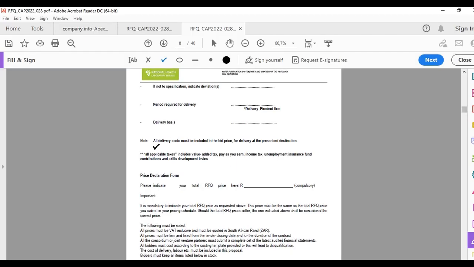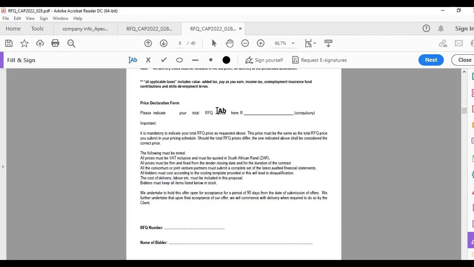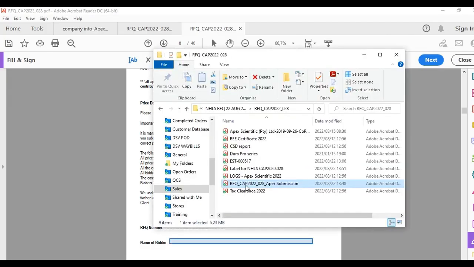It says here to note, all delivery costs must be included in the bid price. So where it says here, please indicate your total RFQ price. This will be the very last price on your quote, or the total price altogether at the end, including VAT, because it says here it must be VAT inclusive. So that will be the price that you put in. Let me just show you the quote so you know what I'm referring to.